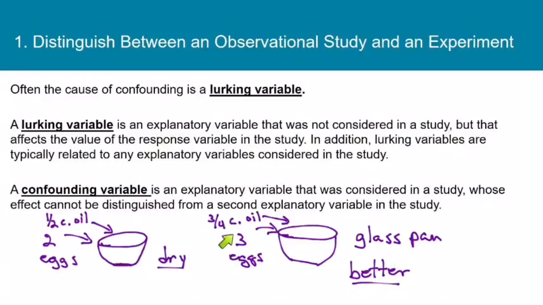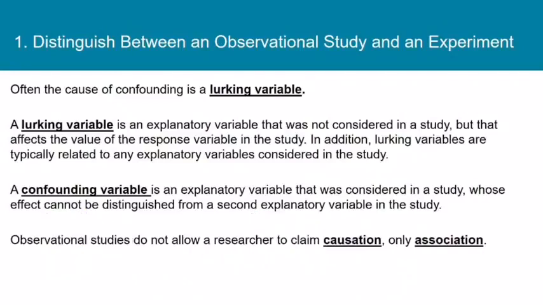So these two things are confounding variables. I know they probably both had an effect, but I don't know how much of the change was due to which one, and there's no way to tell them apart because I changed them both at the same time. And I didn't even think about the fact that a glass pan could change the outcome, so that is a lurking variable because we didn't think about it. And these two are confounding because we did think about them, but we can't tell them apart. Okay, so that's really the difference between lurking and confounding. Either way, the big problem here is that observational studies do not allow us to claim causation, only association.